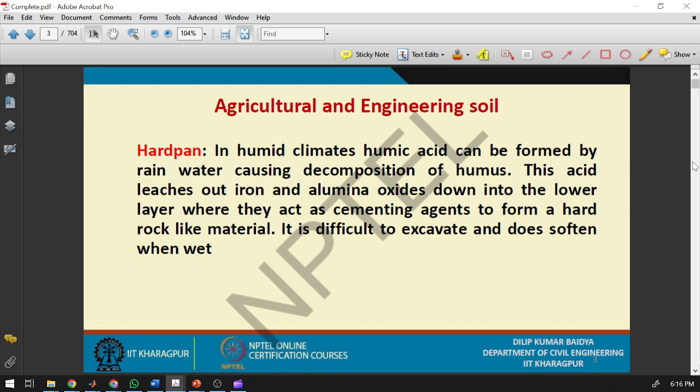In humid climate, humic acid can be formed, causing decomposition of humus. This acid leads down to the lower layer. They act as cementing agents to form a hard rock-like material, difficult to excavate and does not soften hard pan.